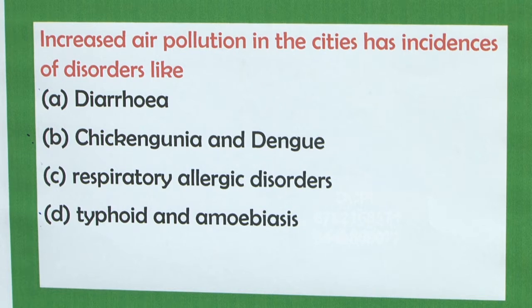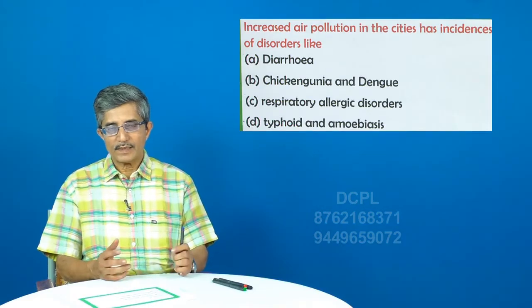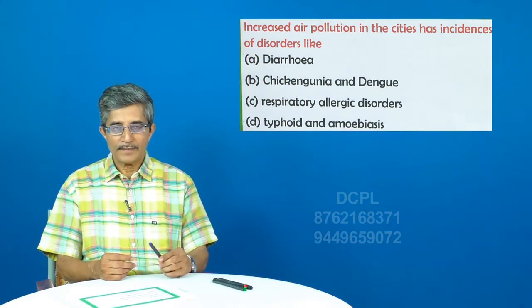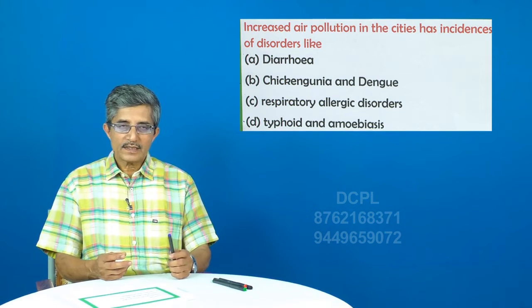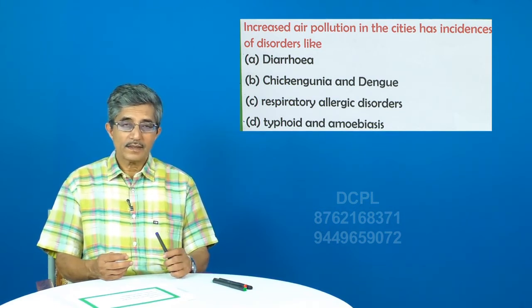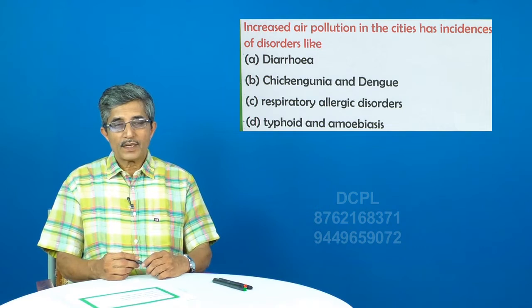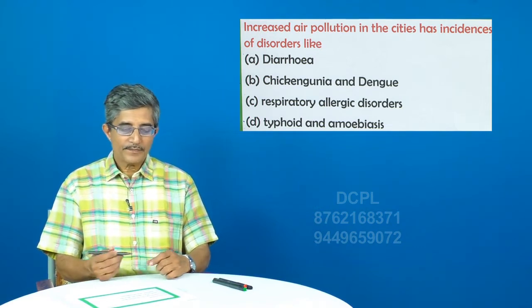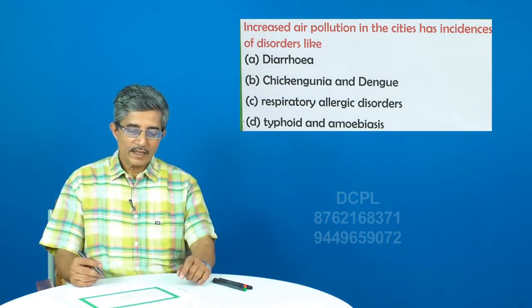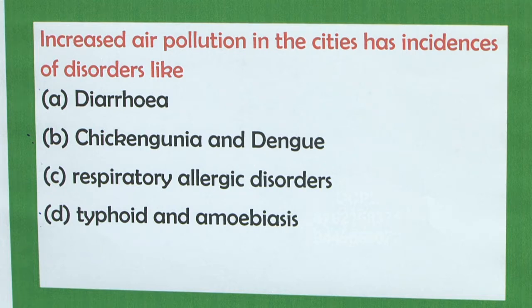Suppose we imagine a city which has a lot of air pollution all the time. People are exposed to some type of air pollution or the other all the time. So, what are the diseases which we can see that they are higher in number or incidences in such a place? The choices given are diarrhea, chikungunya and dengue, then respiratory allergic disorders, typhoid and amoebiasis.